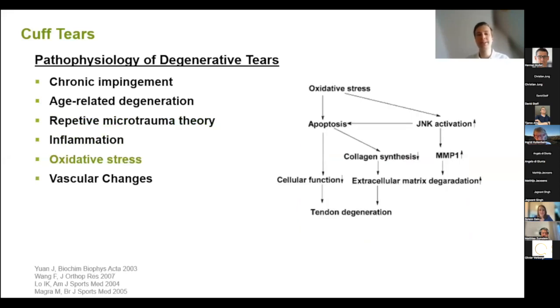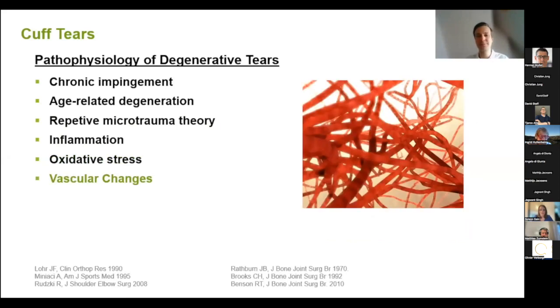Oxidative stress has also been described. It is thought to contribute to tissue degeneration through the activation of an apoptotic pathway. In addition, it has been shown to induce cuff degeneration by activation of enzymes leading to extracellular matrix degradation.